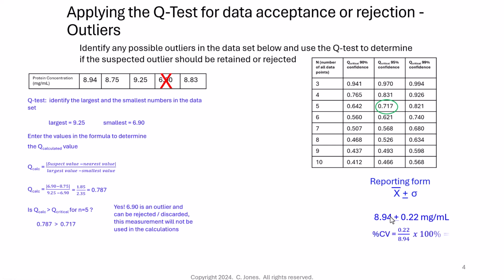And if we calculate our percent CV, this is going to be the standard deviation, 0.22, divided by the average times 100%, or 2.46%. And since we're able to discard the outlier, we see that our percent CV has decreased from 10% to 2.5%. So that's pretty good. That means this is now a little bit more reliable.